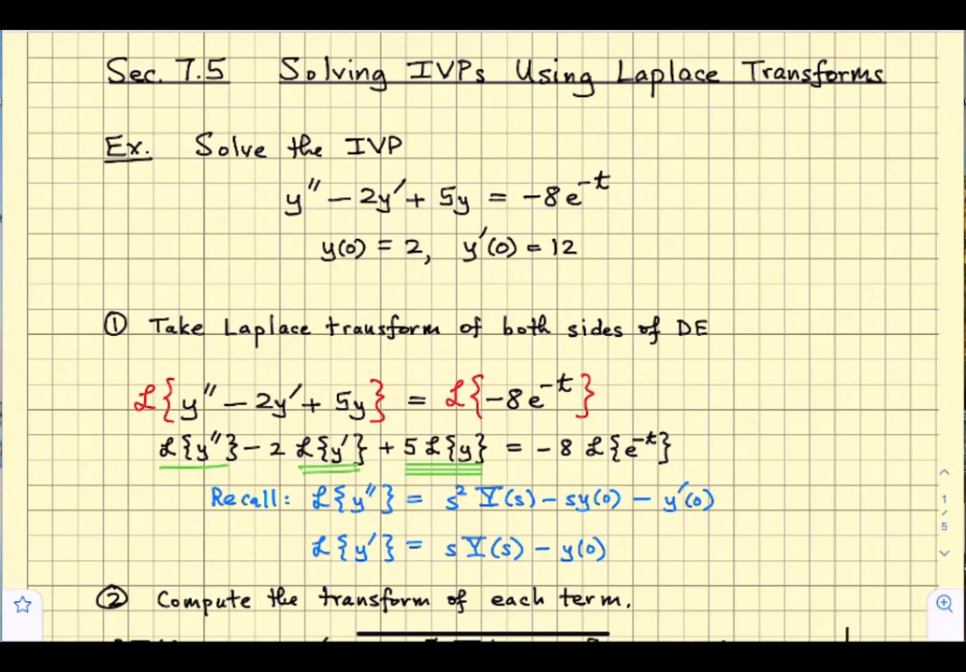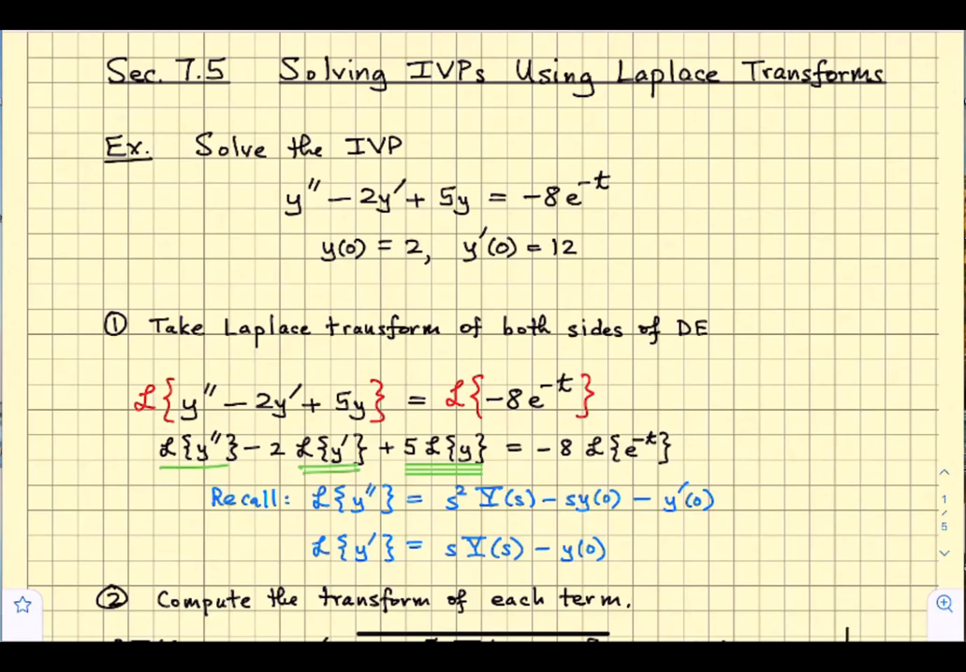Section 7.5, Solving Initial Value Problems Using Laplace Transforms. So far throughout Chapter 7, we haven't encountered any differential equations, much less initial value problems. And the reason for that is, as we said at the outset, we've been developing machinery involving Laplace transforms and inverse Laplace transforms that would allow us to bring those tools to bear to solve a wide variety of initial value problems.